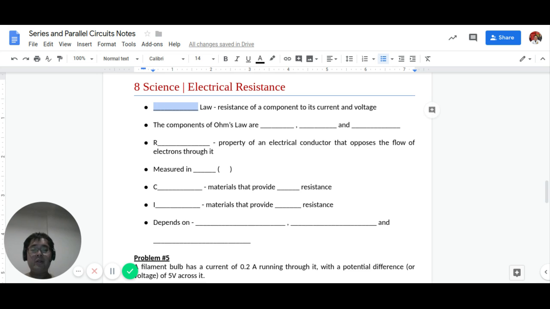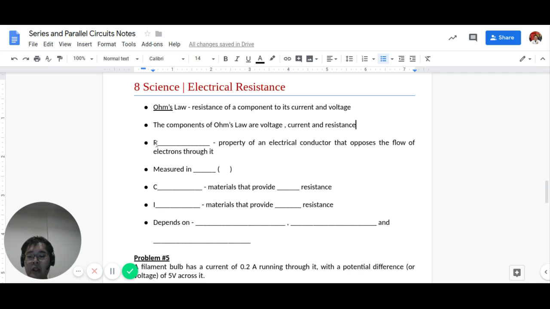All right, first dot point. What is the resistance of a component to the current and voltage? Well, it's definitely Ohm's law. All right, O-H-M apostrophe S. So if you can fill that section, that would be fantastic. Second dot point. The components of Ohm's law are, if you can remember, the voltage, the current, and of course the resistance. Just make sure that you have all these three items in your notes.